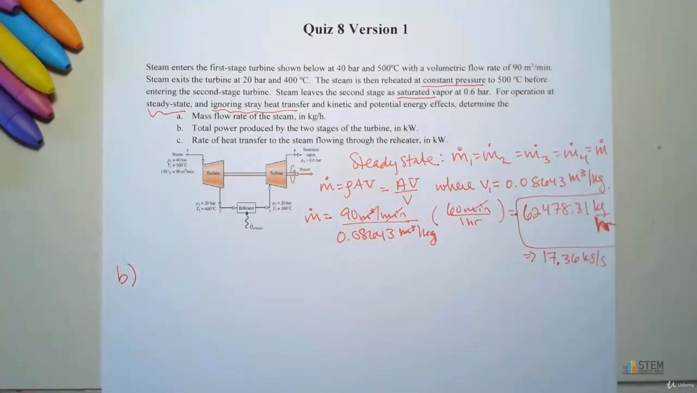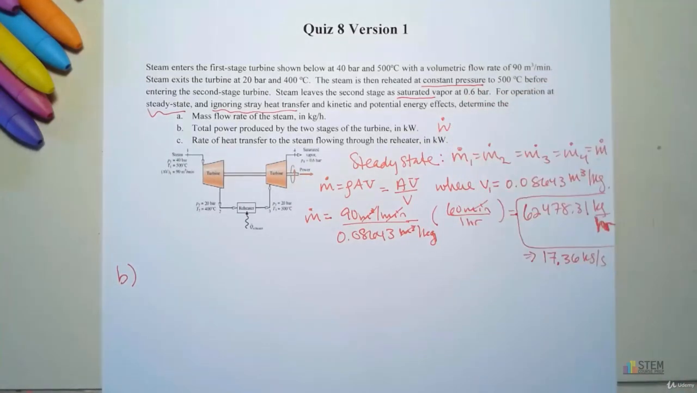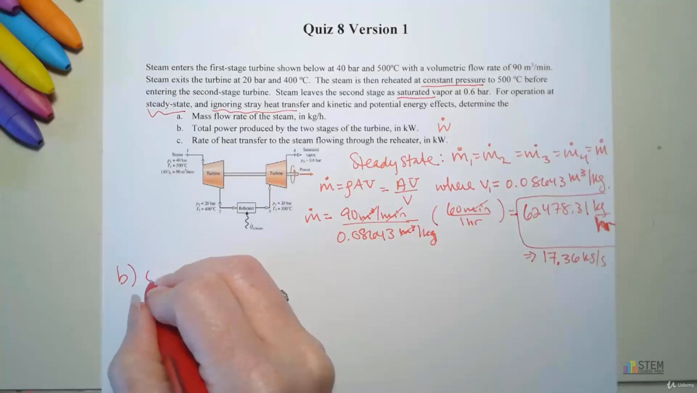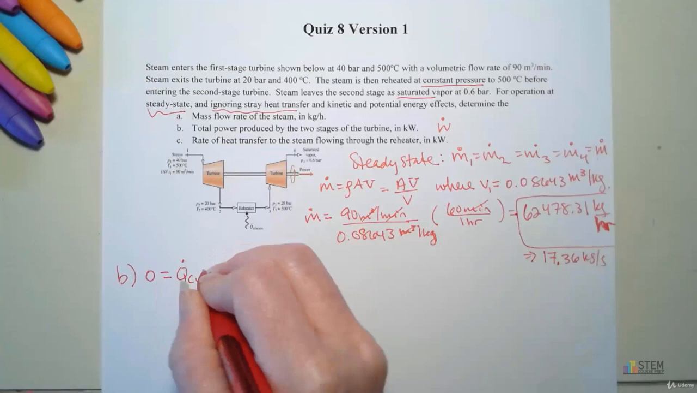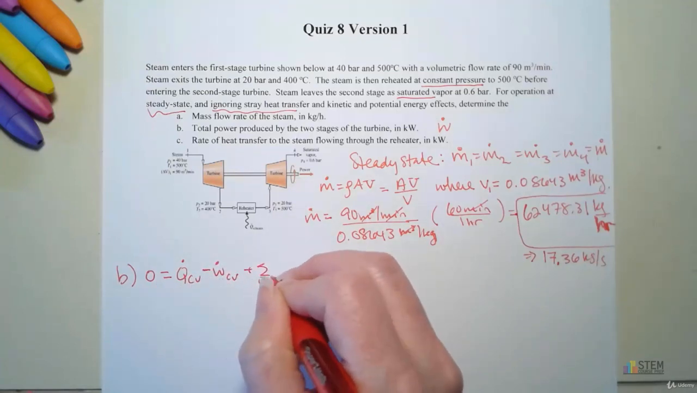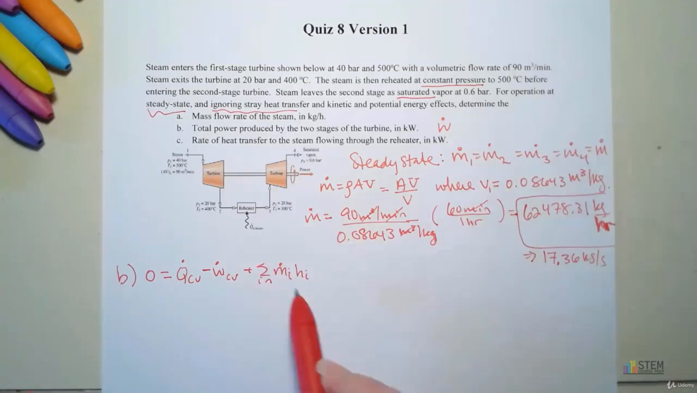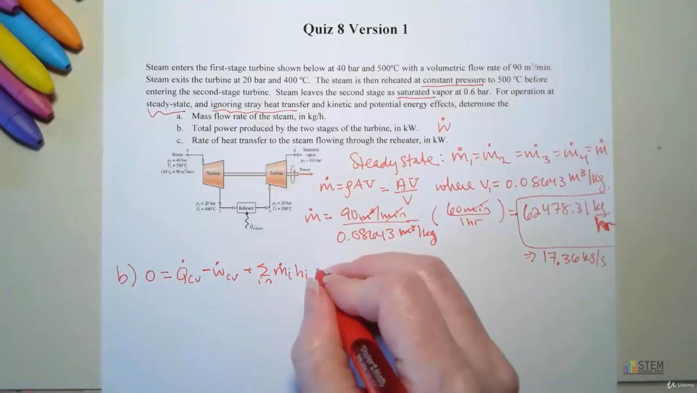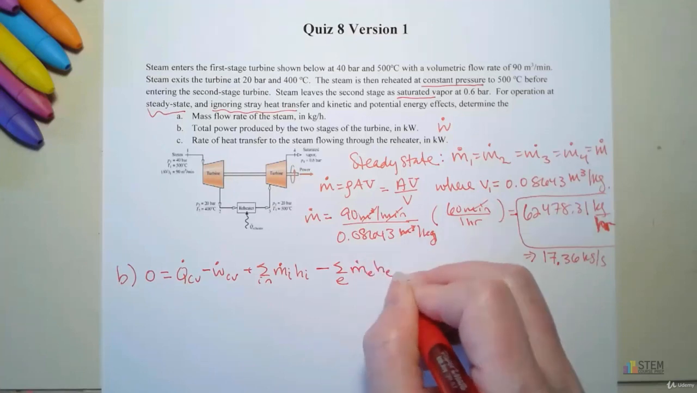This one wants total power produced. Remember, power is W dot. And we have the energy balance equation that has W dot in it. So that is the equation we will go to. And it's steady state, so the left-hand side is 0. So we'll have 0 equals Q dot minus W dot plus the summation of your inlet terms. So that's m_i dot times h_i. You would do this for each inlet. And then we would subtract the same thing but for the exits. So m_e dot times h_e.